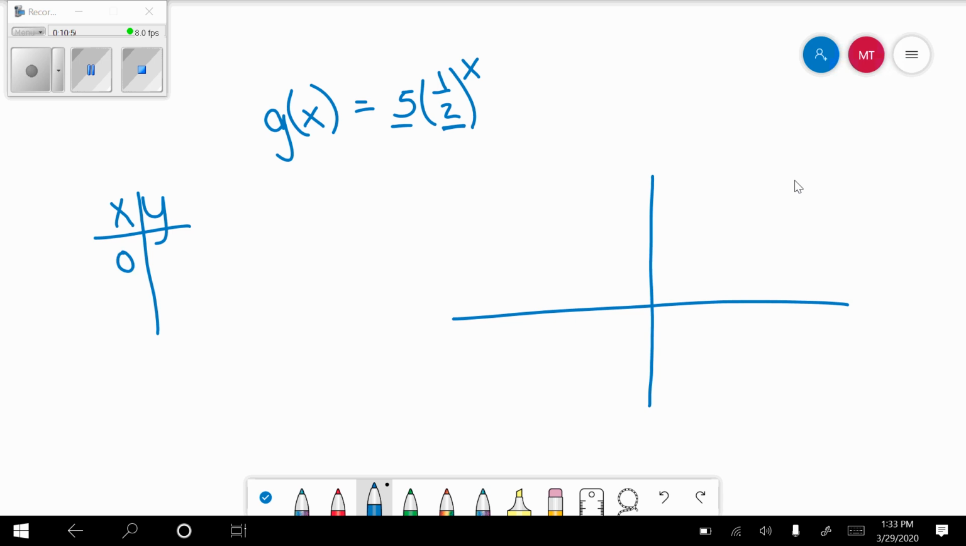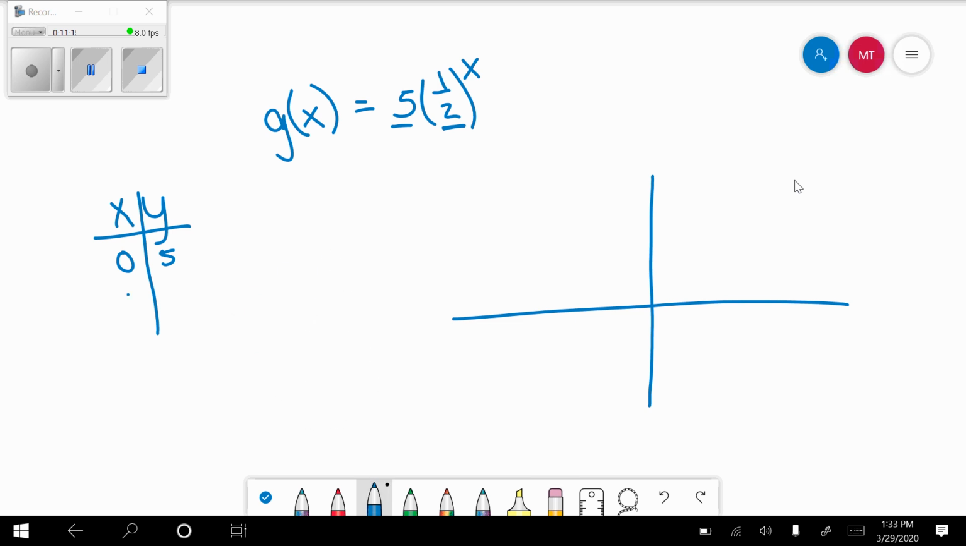Let's start with 0. What happens if I do 0? Well, this would mean 5 times 1/2 to the 0 power. Anything to the 0 power is still going to kick out a 1. So this turns into a 1 because 1/2 to the 0 power has to be done first. So I get 5 times 1, which is a 5.